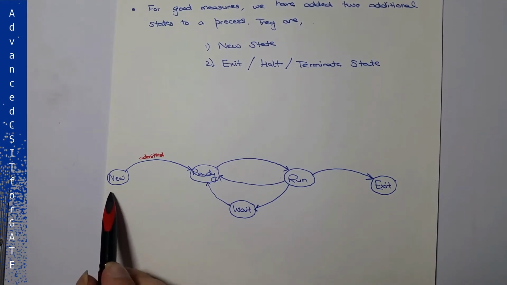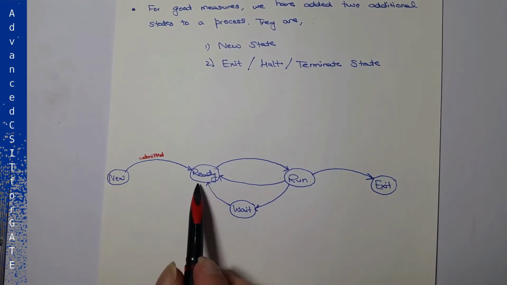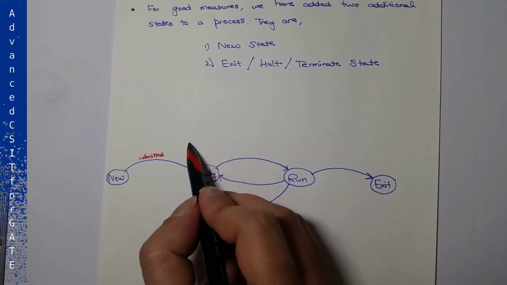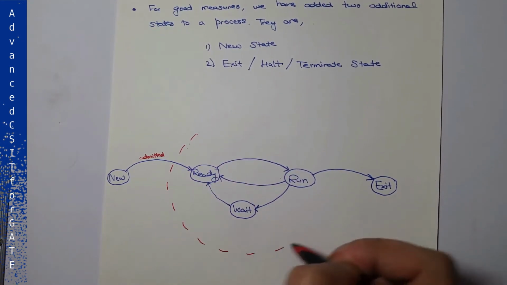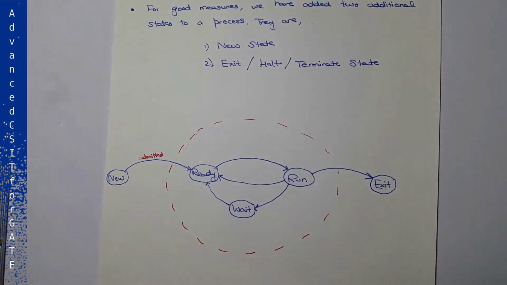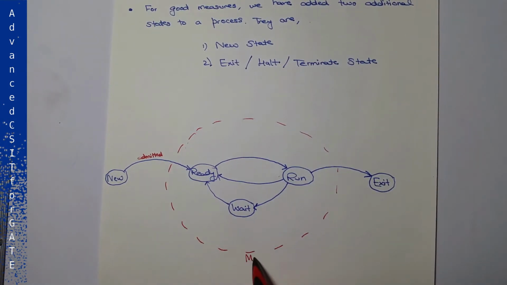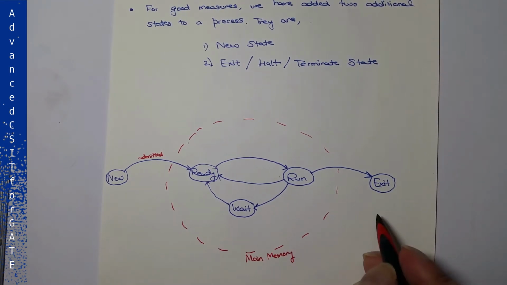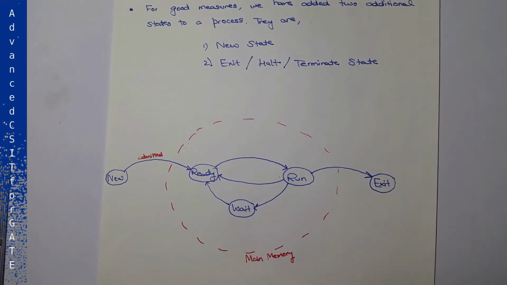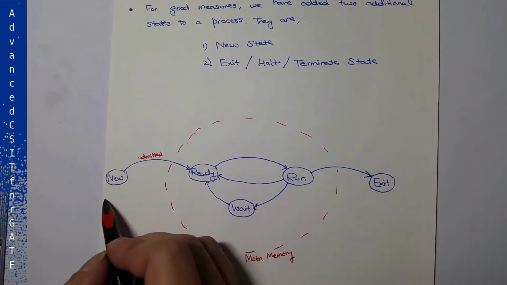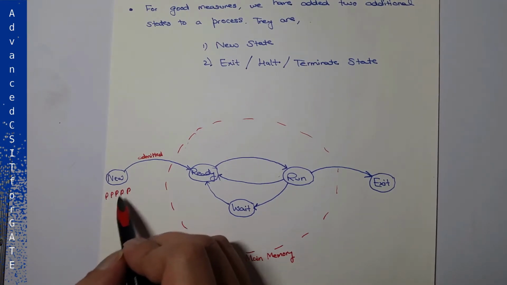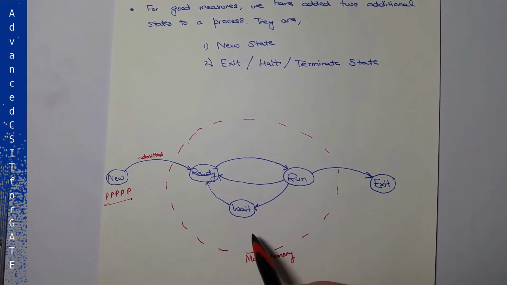This is because the new state is in secondary memory and the ready state is in primary memory. In fact, these three states are in main memory, and the new and exit states are in secondary memory. So what this does is that we can have a lot of processes, but they would be in secondary memory, and when we require them to be brought into main memory, then we can have them in ready, run, and waiting state. That would save a lot of space.